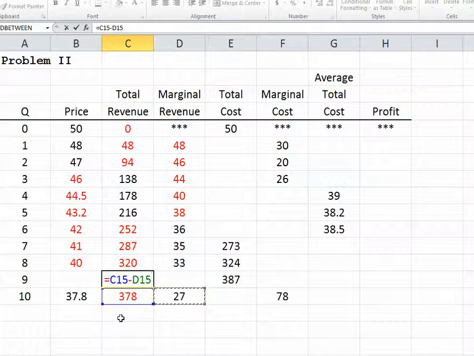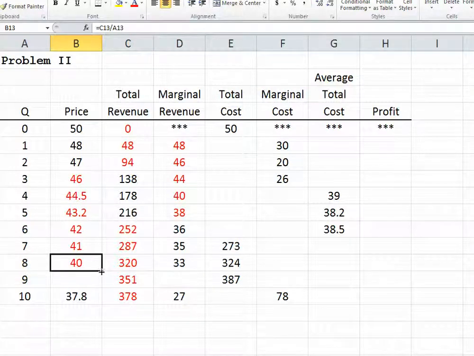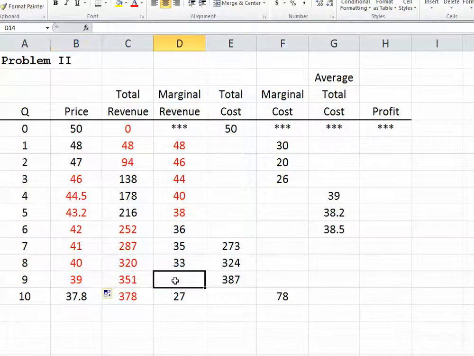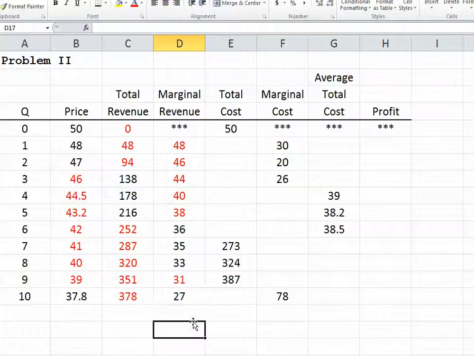Or put another way, if we just decided to stop making the 10th one, we would lose $27 in marginal revenue, which must give us that number. And then using that formula, copy that down. And this number right here is just the difference in the total revenue and the total revenue from before. So there's all of our revenue values.